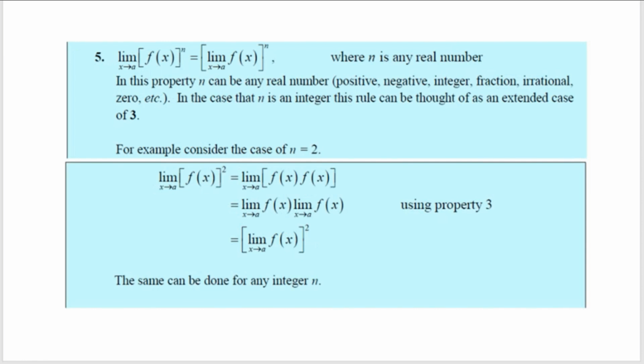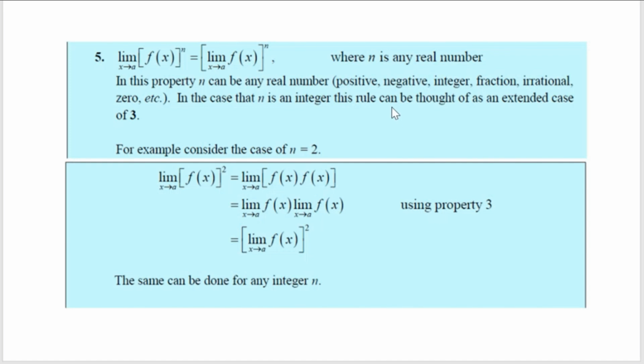Now for number 5, the limit of f of x raised to the power of n as x approaches a is equal to the limit of f of x as x approaches a, then the quantity raised to n, where n is any real number. So in this property, n can be any real number. When you say any real number, it could be positive, negative, integer, fraction, irrational, zero, etc.